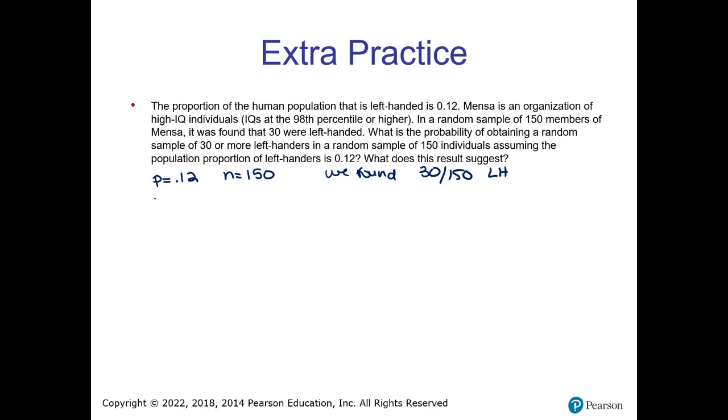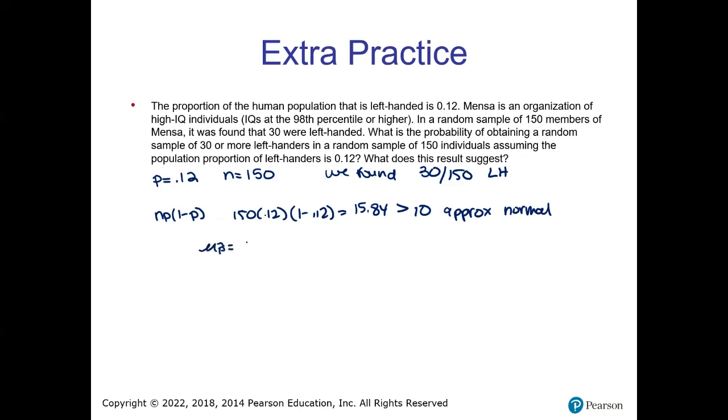Let's take a look. So first, we're going to do np times 1 minus p and make sure that that is greater than or equal to 10. So 150 times 0.12 times 1 minus 0.12. Grab your calculator. And I got 15.84, clearly greater than 10. So we can use our normal approximation here, our normal curve.